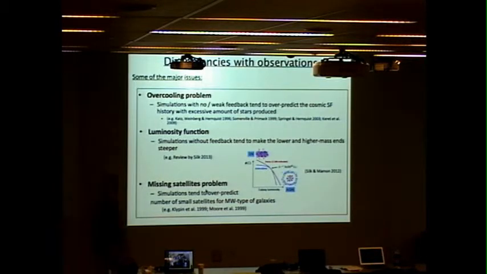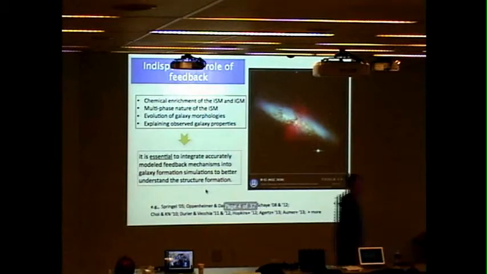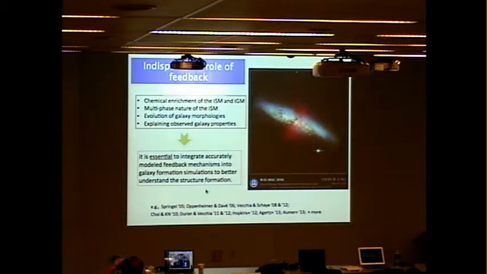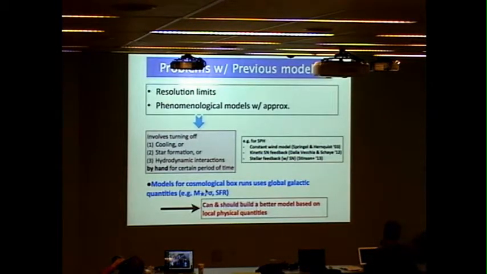Okay. All right, so to solve these problems, you all know that the feedback is indispensable. It does chemical enrichment, brings the multi-phase nature of ISM, morphologies that we talked about, and then the properties. So we have worked on this, but we have resolution limits in cosmological simulations, and phenomenological models have been developed, as you all know. So people have done different things along this line, turning off the cooling or star formation, or hydro interactions has been sometimes turned off. Notably, the original Springel-Hernquist 03 constant wind model, kinetic feedback, stellar feedback.